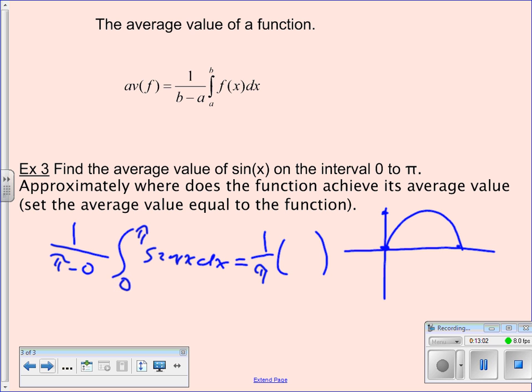So what did you get? 2? You can't get 2. It's impossible to get 2. 0.663? Take 2 divided by pi and calculate it. 0.636. There we go.